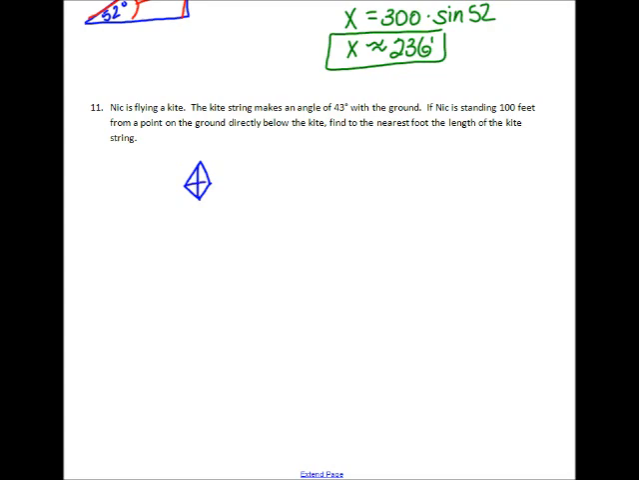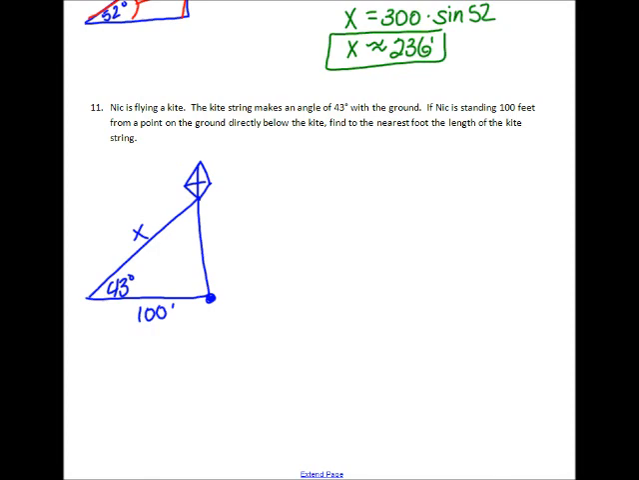If he's standing 100 feet from a point on the ground directly below the kite, so he's standing 100 feet from a point on the ground. 100 feet goes here. This is the point directly below the kite, and I want to know the length of the kite string, and it makes an angle of 43 degrees. That's what the picture should look like. A lot of times the picture is the hardest part.